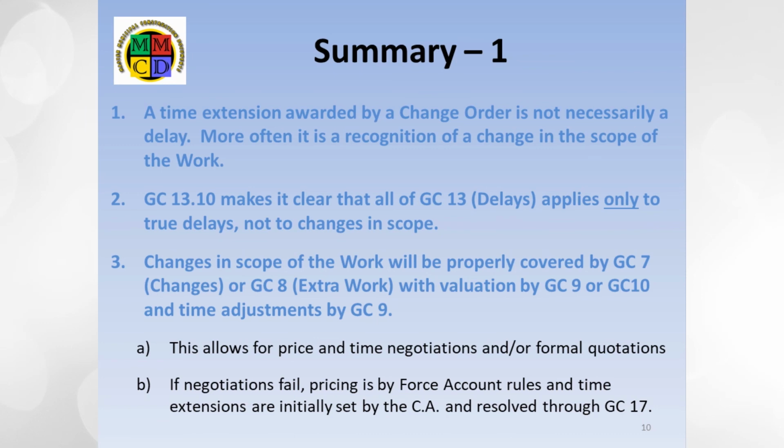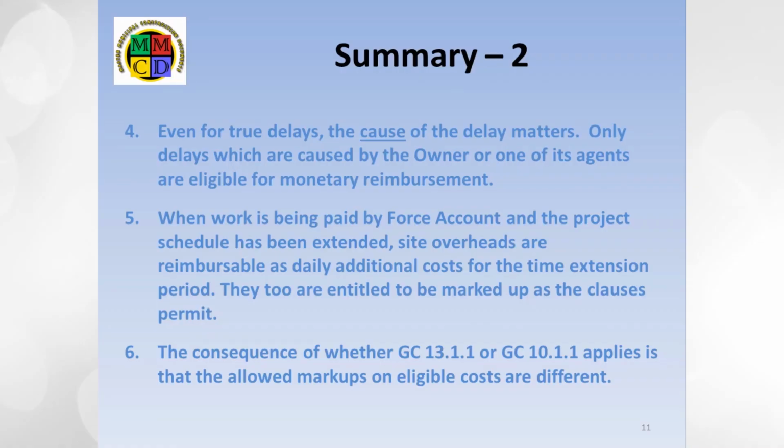This allows for price and time negotiations and/or formal quotations. If negotiations fail, pricing is by force account rules, and time extensions are initially set by the CA and finally resolved through GC 17. 4. Even for true delays, the cause of the delay matters. Only delays which are caused by the owner or one of its agents are eligible for monetary reimbursement.